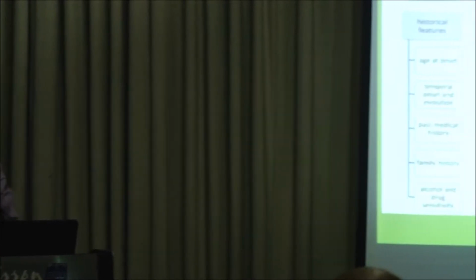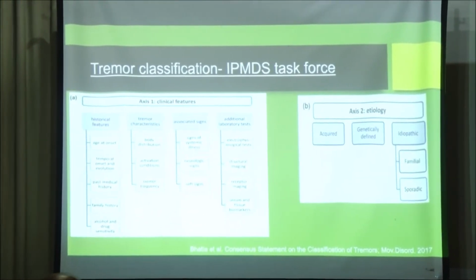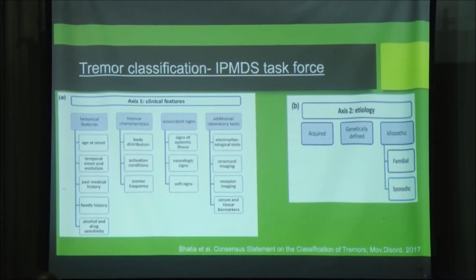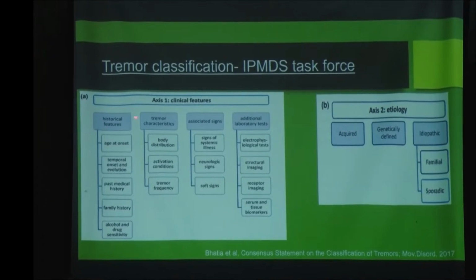So we'll start with the definition: tremor is an involuntary rhythmic oscillatory movement of a body part. The classification of tremor of 2018 is divided into two axes. Axis 1 is for clinical features and axis 2 for etiology. In axis 1, clinical features are divided into four categories.